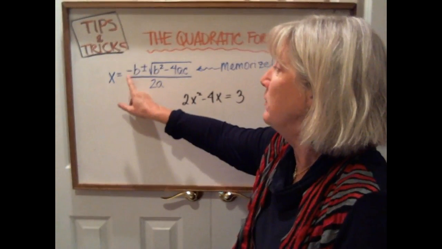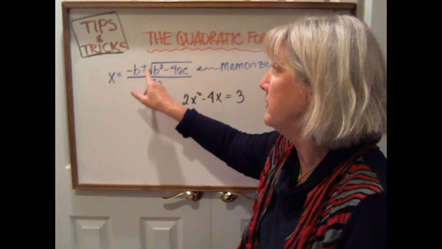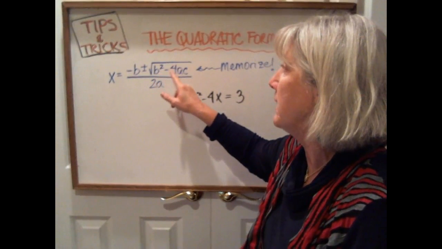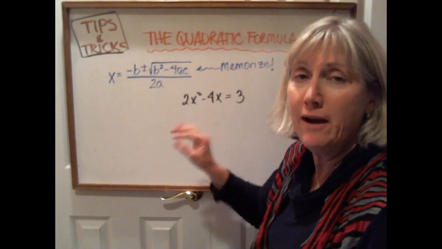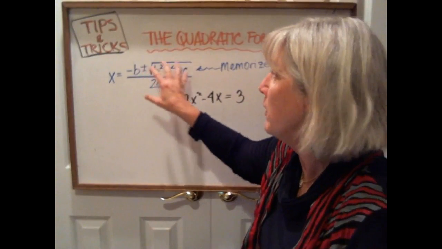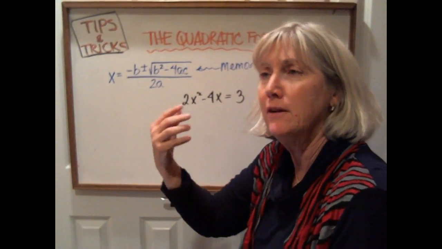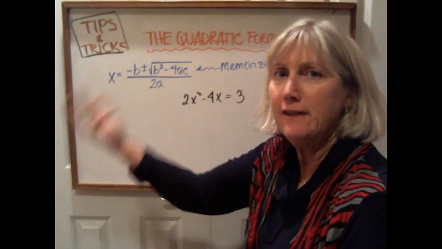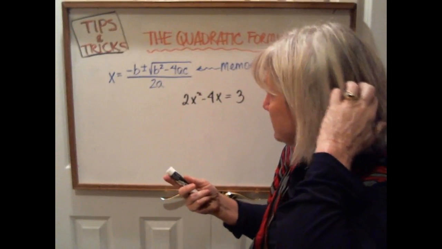But it's x equals the opposite of b, not negative b, but the opposite of b, plus or minus the square root of b squared minus 4ac, all over 2a. So every time you use this formula, I want you to write this down so you're not trying to memorize or remember the formula and figure out what goes in the formula all at the same time. That's when we get brain overload.